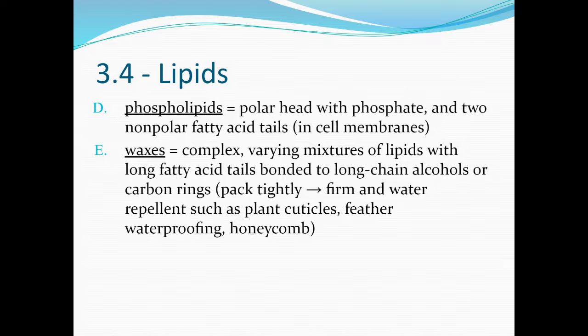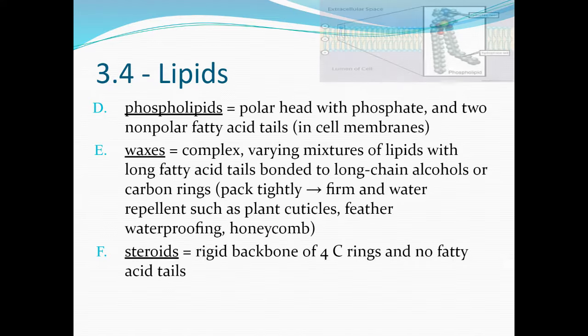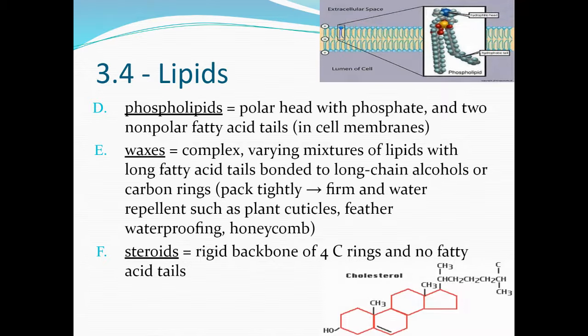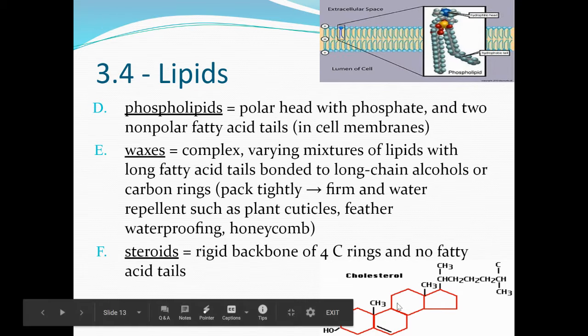Waxes, if we're looking at lipids, are complex varying mixtures of lipids with long fatty acid tails bonded to long chain alcohols or carbon rings. They're tightly packed so that they act firmly to repel water. Like I mentioned, plant cuticles, feather waterproofing, and honeycombs are made out of wax. Steroids are another group of lipids, with a rigid backbone of four carbon rings and no fatty acid tails. So there's cholesterol, a type of steroid.